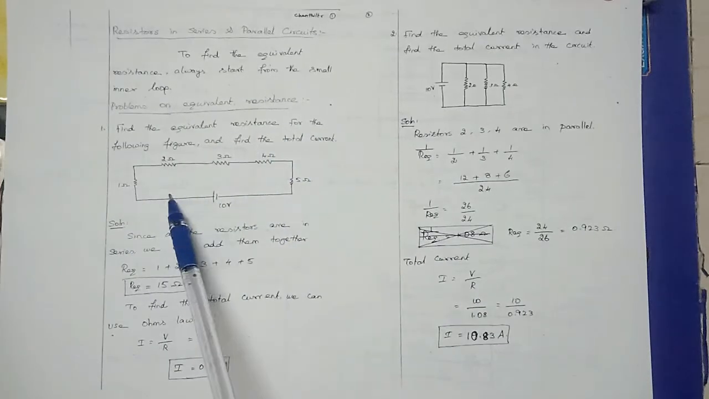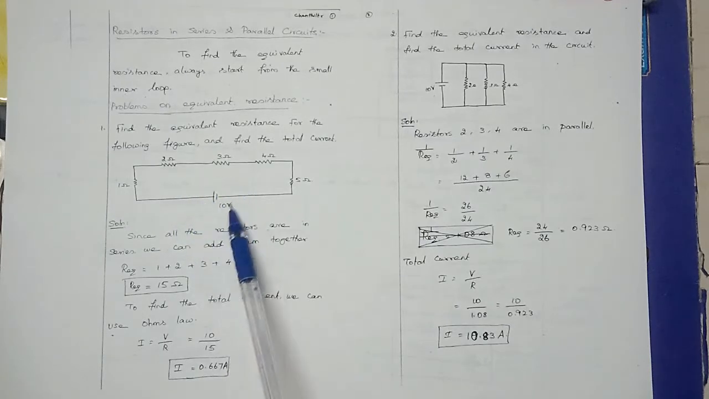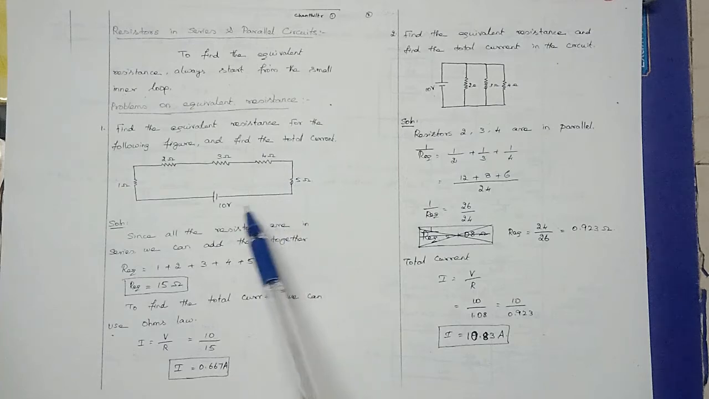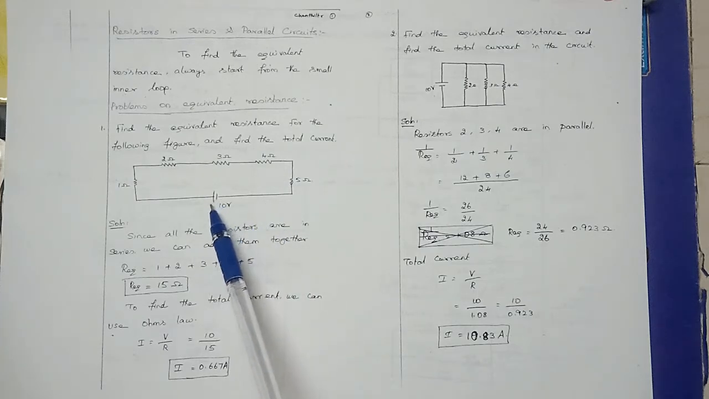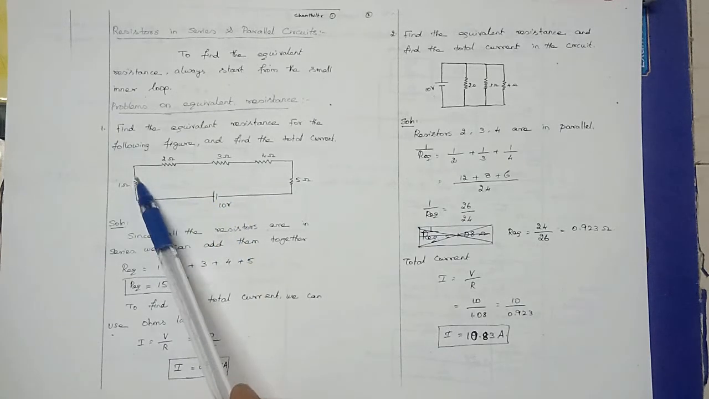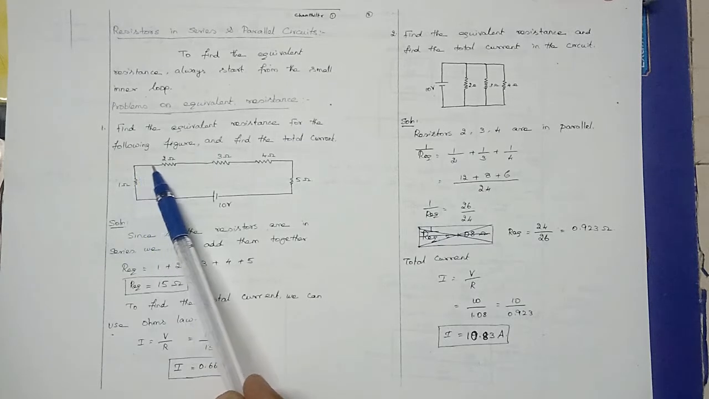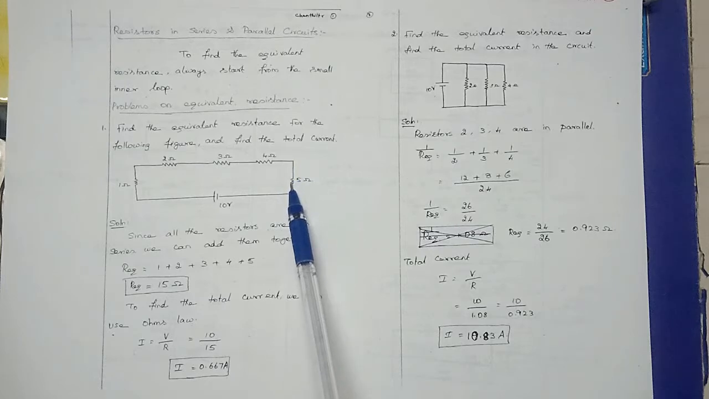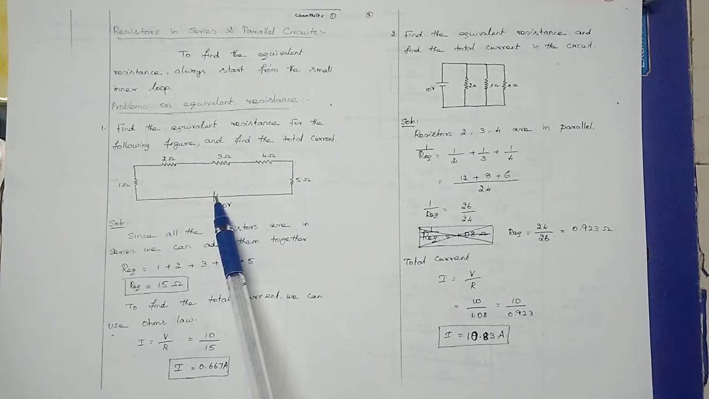So this is the network given. You have a 10 volt voltage source, and 1 ohm, 2, 3, 4, 5 ohm resistances. You have only one source. Negative is here, positive is here. Current flows from negative to positive, so the current produced by this source will be flowing along this direction. The same current will be flowing through this, the same current through this, and it will be reaching here.